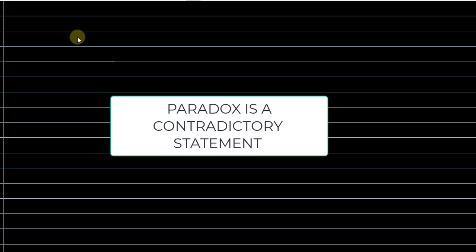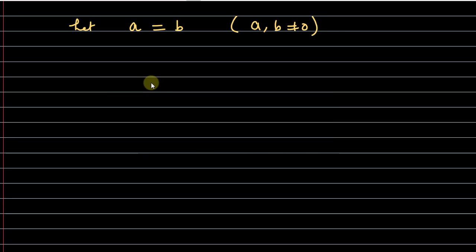Okay, so let us take one more paradox in maths. Let me start with a variable a which is equal to b, and we are assuming that a and b are not zero.